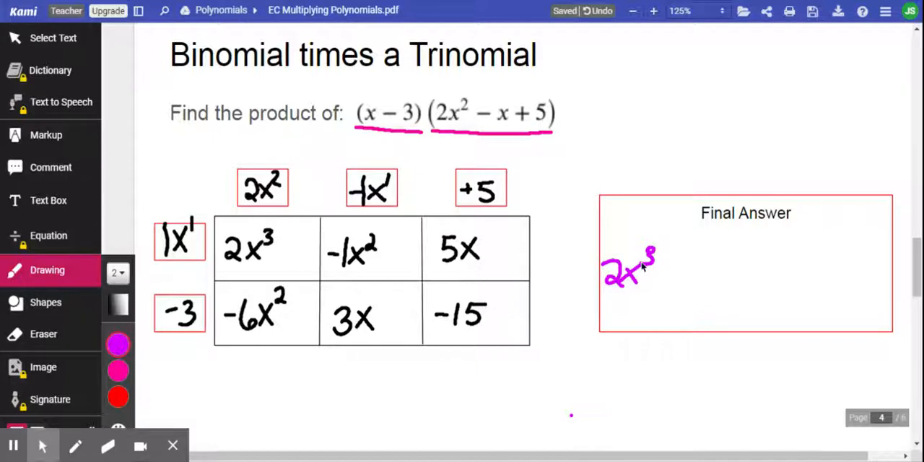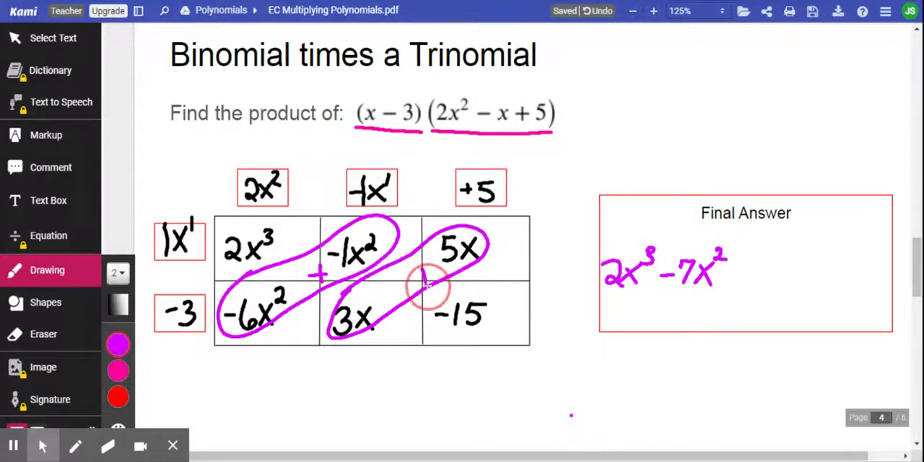So then we go to our next part. So I see here I've got an x squared and an x squared. So these right here are like terms. So we're going to add these two together. So this is where we've got to be super careful with our signs. -6 plus -1 gives us a -7. Then we have our like terms, x to the second power. Exponent stays the same.